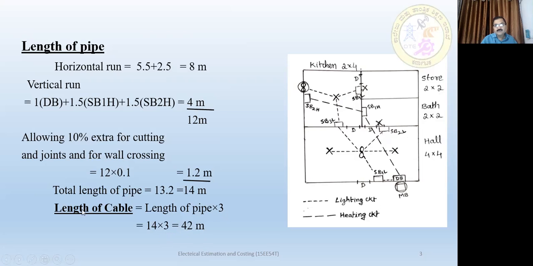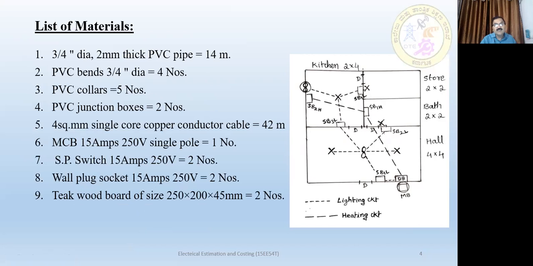So the cable required is 4 square mm single core copper conductor cable, about 42 meter. Exactly, you can buy this much, or approximately you can buy 50 meter. This is how we can calculate the length of pipe and length of cable. Next session, we have to list the materials.